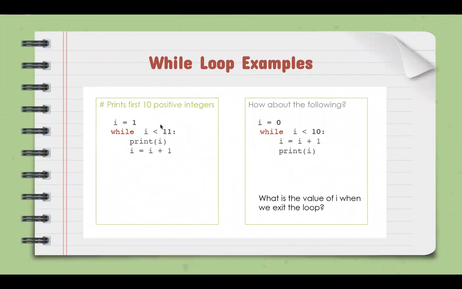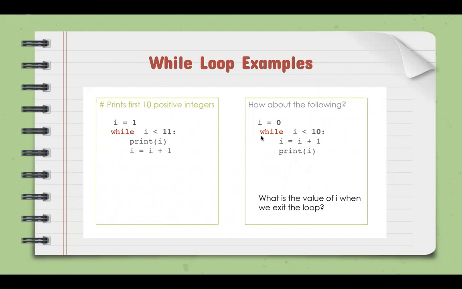So if you look at the first example where you print the first 10 positive integers, we first declare i to be 1. And while i is less than 11, we print i. But then after that, we're incrementing i by 1. So it would print, I believe, 10 times before it would stop, because by that time i would be greater than 10, which basically makes the condition false.